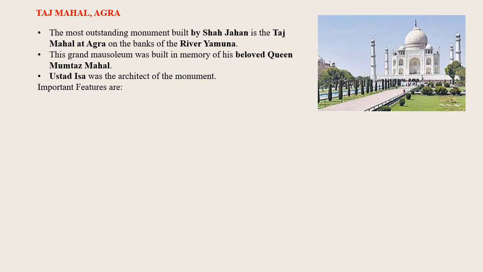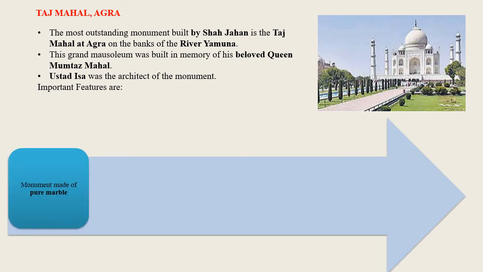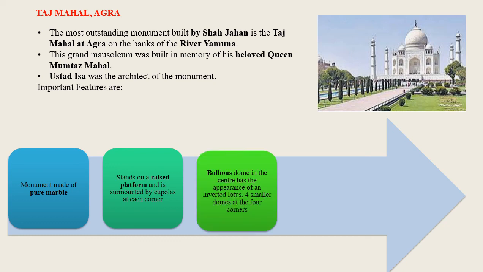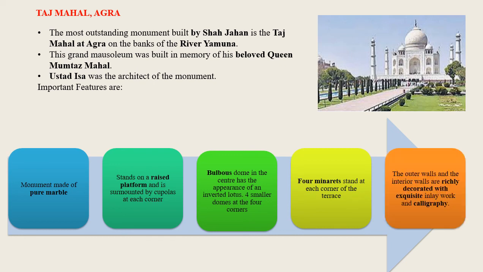It is made up of pure white marble. As a monument of love, it is unsurpassed in the world. It stands on a raised platform and is surmounted by cupolas at each corner. The bulbous dome in the center has an appearance of an inverted lotus. There are four smaller domes at the four corners of the building. Four minarets stand at each corner of the terrace. The outer walls and the interior walls are richly decorated with exquisite inlay work and calligraphy.